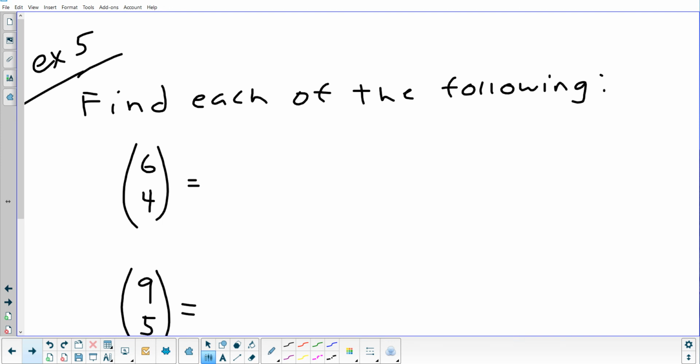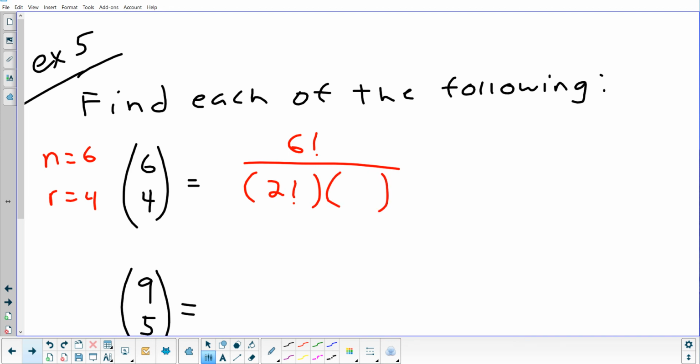What's n in this case? 6. And what's r? 4. So to figure this out, what goes in the top? 6 factorial. Don't worry about doing it out right now. What's going to go inside those parentheses? 6 minus 4, factorial. What's 6 minus 4? 2. So that's 2 factorial. And what goes next to it? 4 factorial.